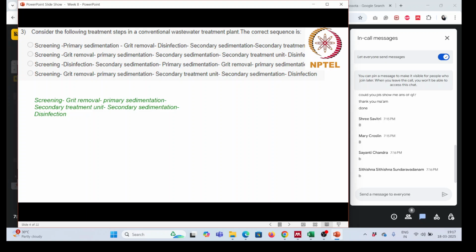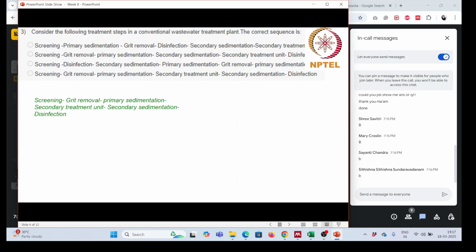The correct option is option number D. So what happens? First, there will always be screening, where big logs, paper, all those things will be removed. Second is inorganic material removal, so the grit chamber. Third is primary sedimentation, which removes solids. After that, there will always be some secondary treatment, and after secondary treatment only, there will be the secondary sedimentation tank.